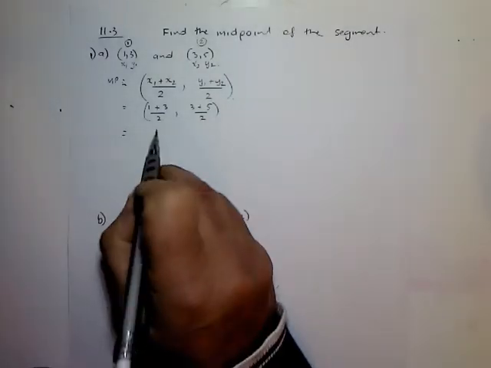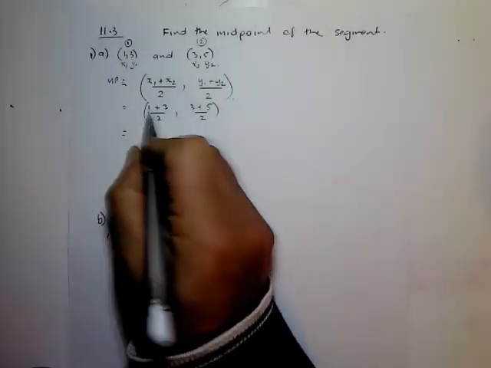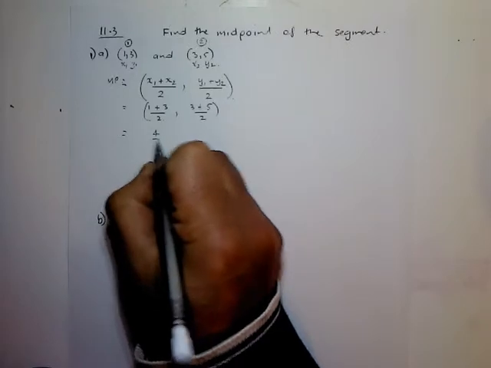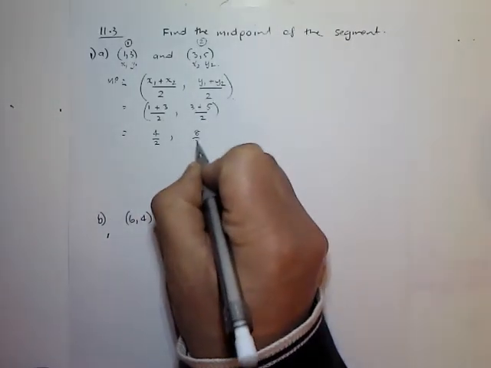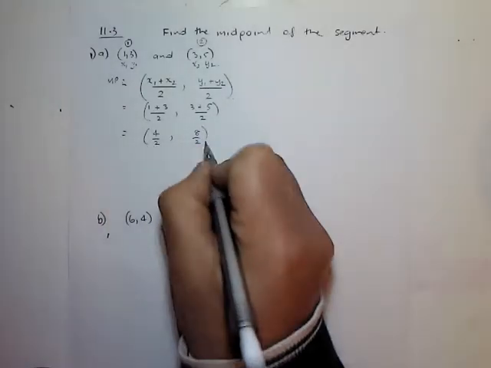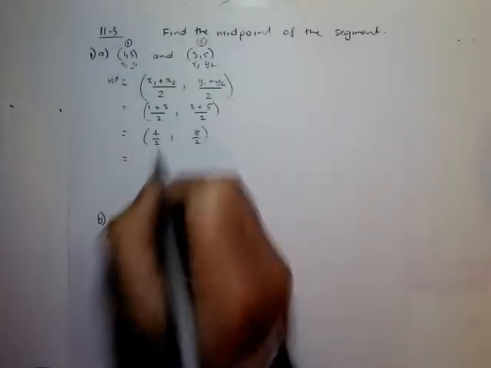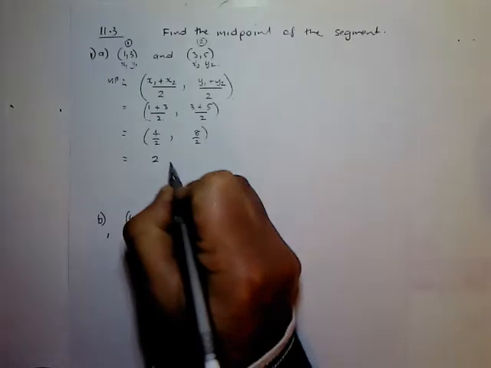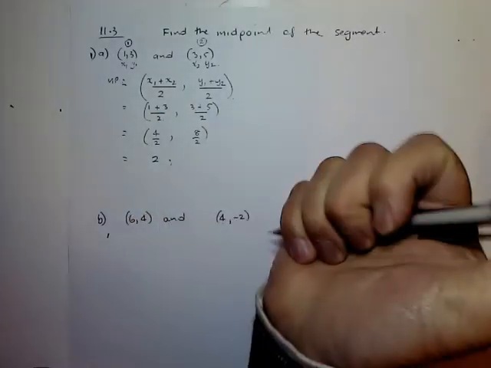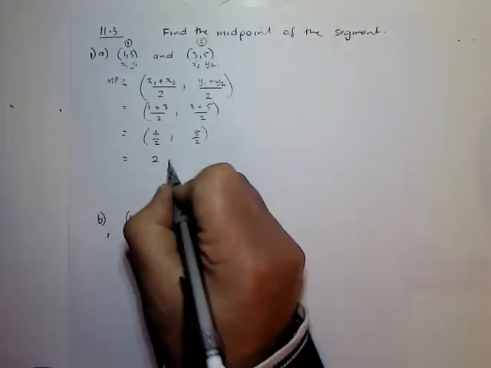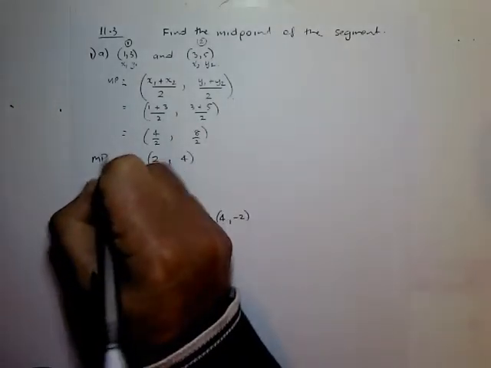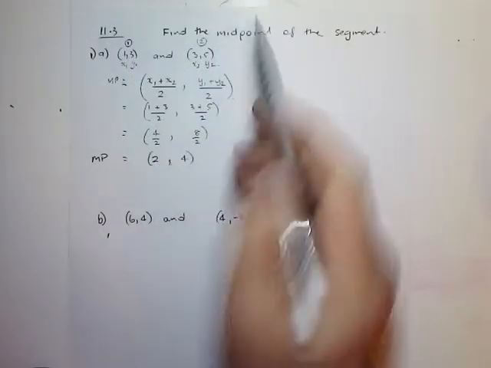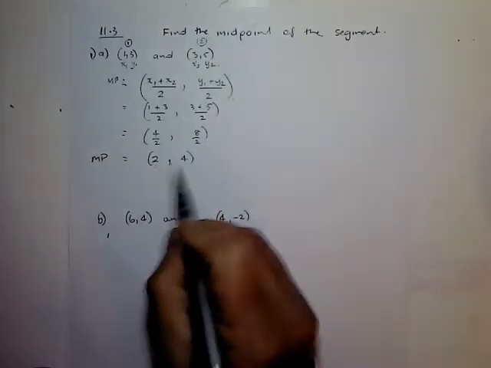If we calculate these out, 1 plus 3 is 4, divided by 2, 3 plus 5 is 8, divided by 2, and we are left with 4 divided by 2 is 2, 8 divided by 2 is 4. So the midpoint of those 2 points is the point (2, 4).